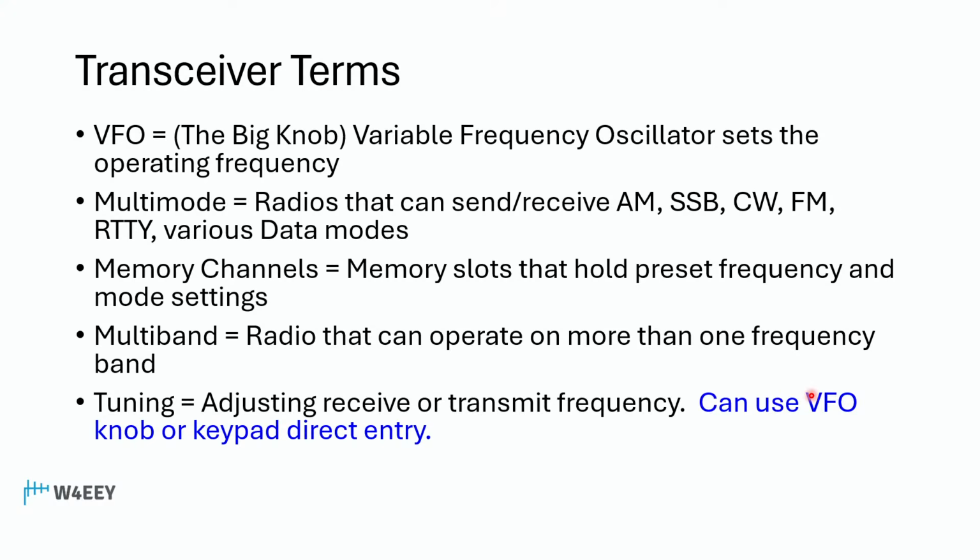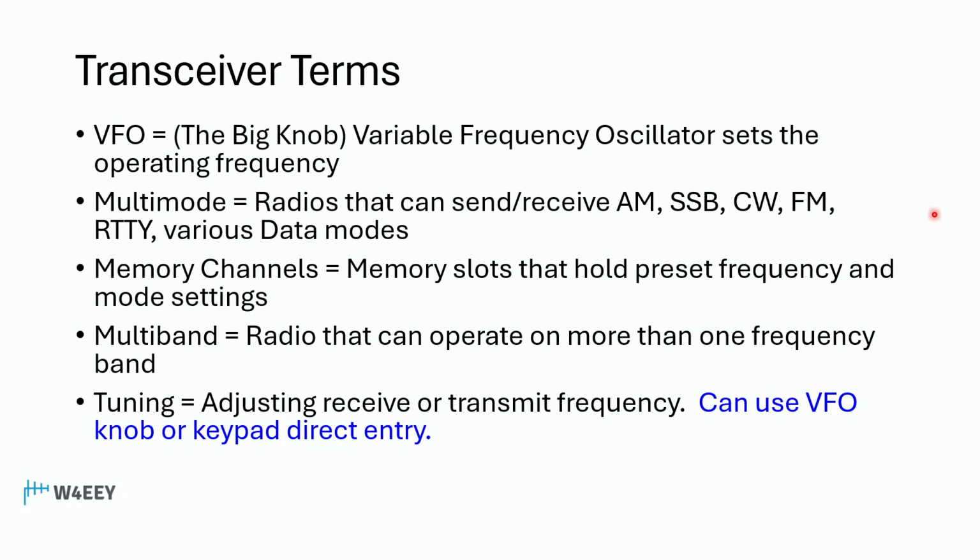The big knob, the thing we saw before, that's also known as the variable frequency oscillator. That's where you're tuning the radio to the frequency that you want to receive. Most HF transceivers are what we call multi-mode radios. They're radios that can send and receive AM, single sideband, CW, FM, radio teletype, and various data modes. And sometimes you push a button to change the mode that they're going to be operating in.